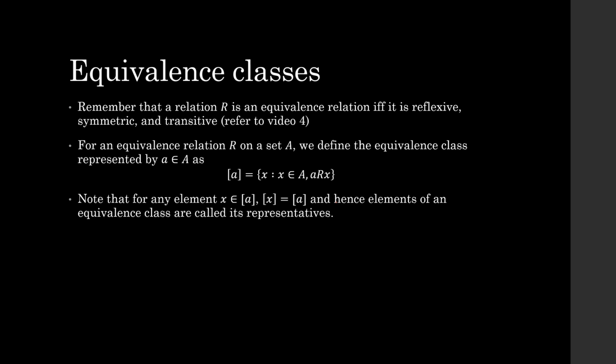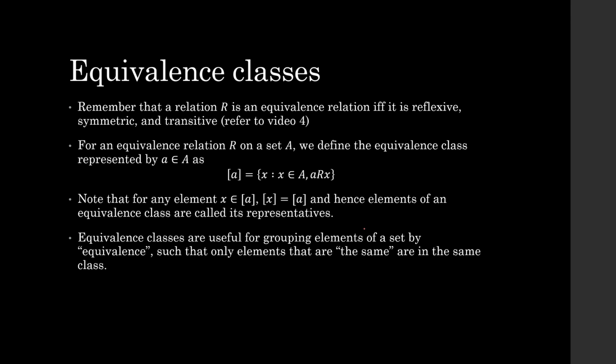And so note that for any element x that belongs to the equivalence class of a, the equivalence class represented by x is the same as the equivalence class represented by a. That's due to the symmetric attribute of a relation, right? Because a R x if and only if x R a. And so if we look at the equivalence class represented by x, then this will be the condition that we have here. So hence, any element of the equivalence class is called a representative, because they can all represent the same equivalence class.